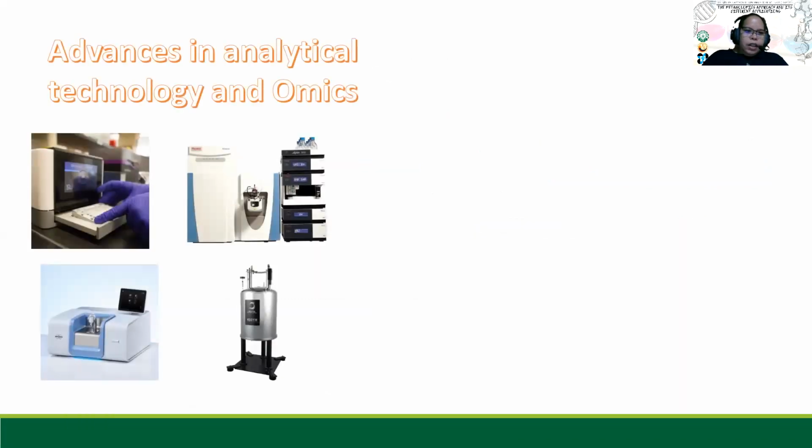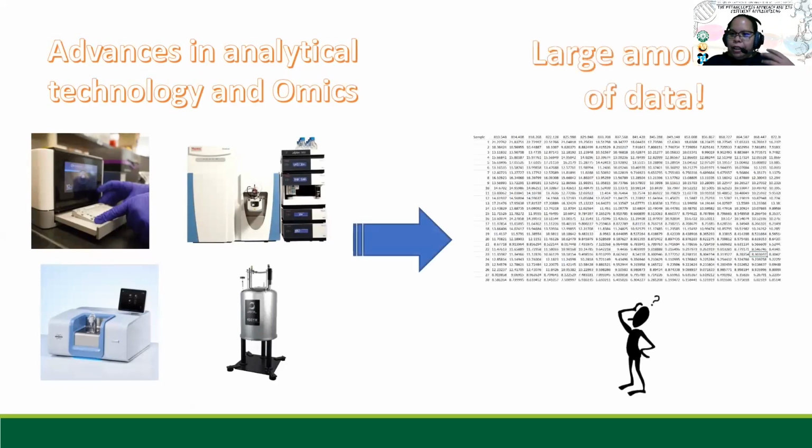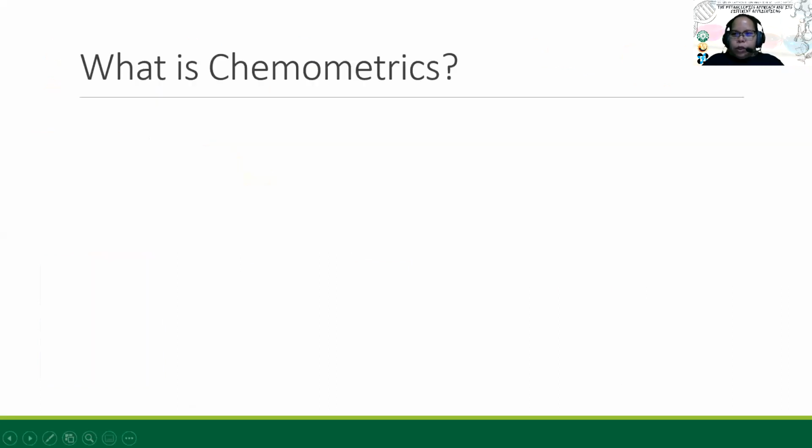Okay, so with advances in analytical technologies and with the advent of the omics platforms, like we've talked about genomics, proteomics, metabolomics, these different omics generate a lot of data. They are high throughput, they simultaneously measure a lot of different compounds, and this leads to very large amounts of data. And so, what do we do with these large amounts of data? In order to make sense of that, we can use chemometrics.